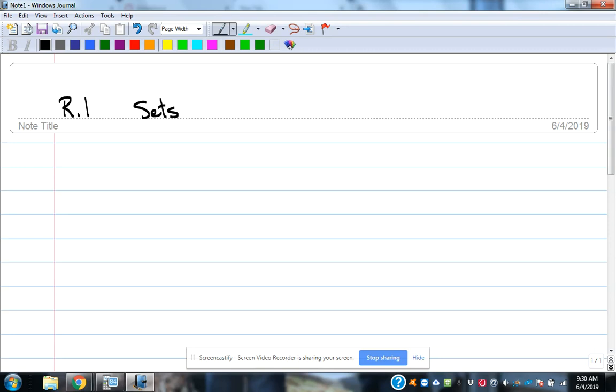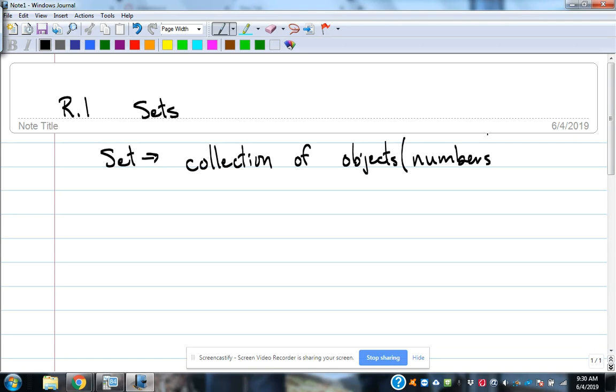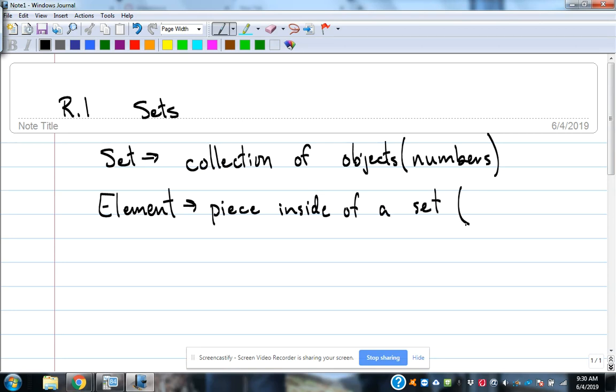So when we're dealing with sets, a set, the definition is just a collection of objects. And in our case, it's normally going to be numbers that we're going to have in our collection. And each object in that collection is called an element. That's a piece inside of a set.